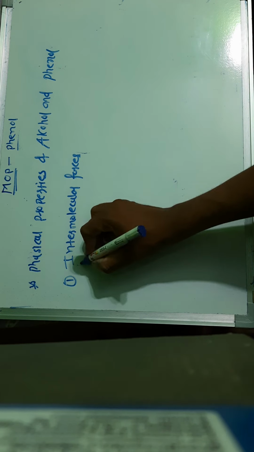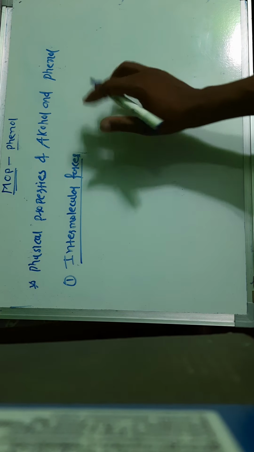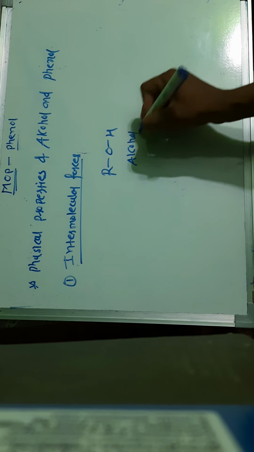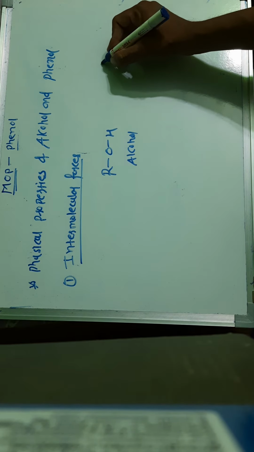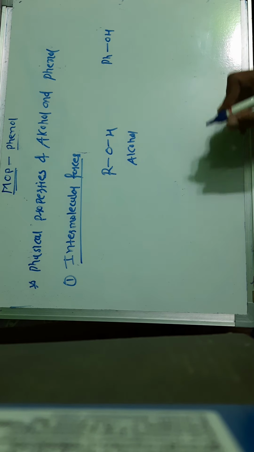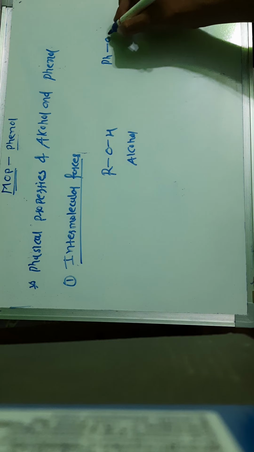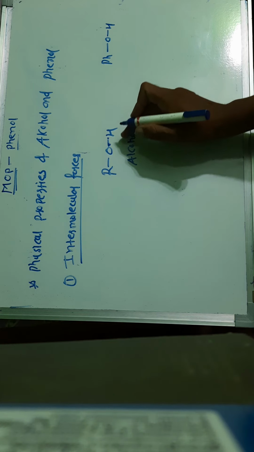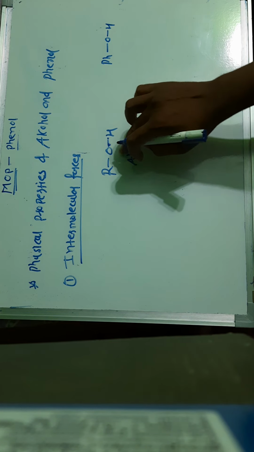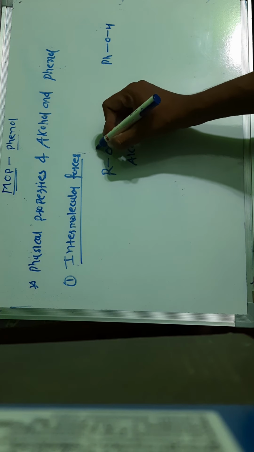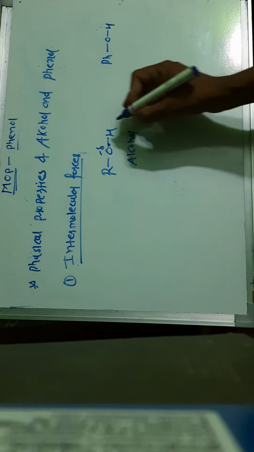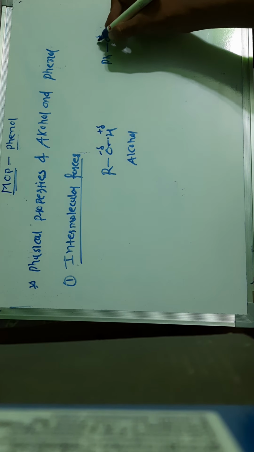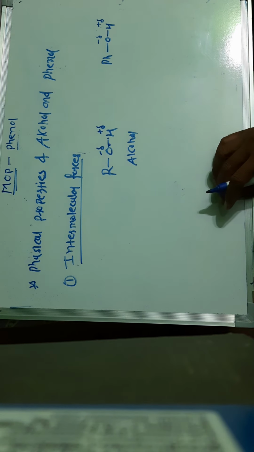We know the general formula of alcohol is ROH, and the general formula of phenol is PhOH. Now, this OH bond is polar in nature. These electrons are always carried towards the oxygen atom, and the electron density on the oxygen atom increases. So oxygen carries a partially negative charge, and hydrogen carries a partially positive charge. Same here in phenol.